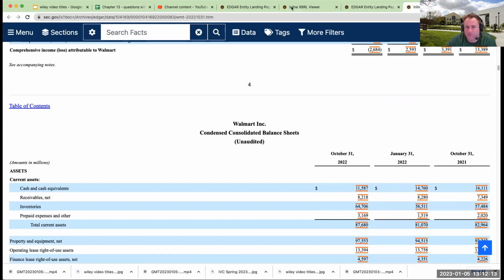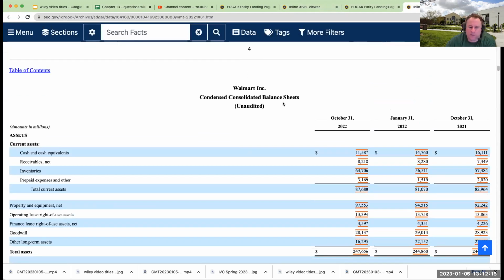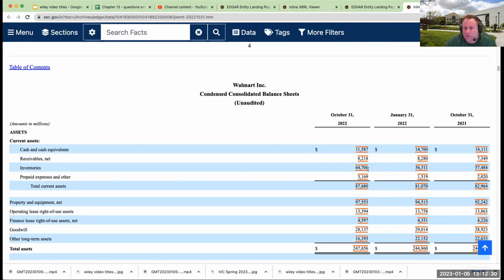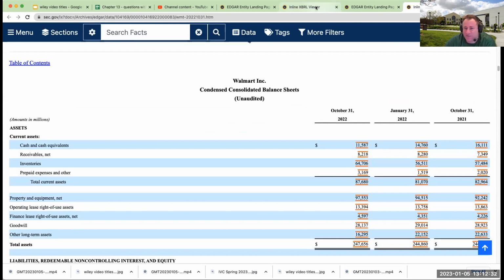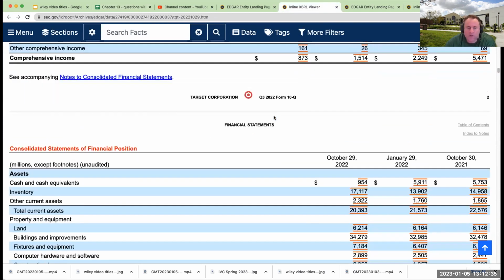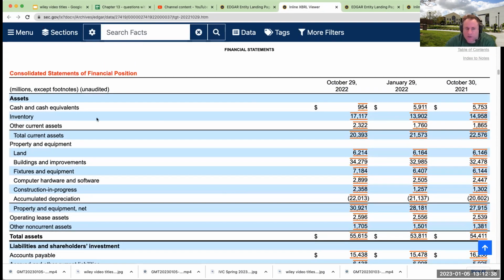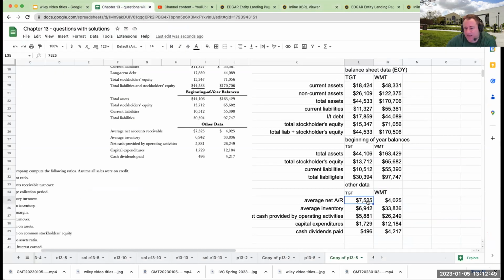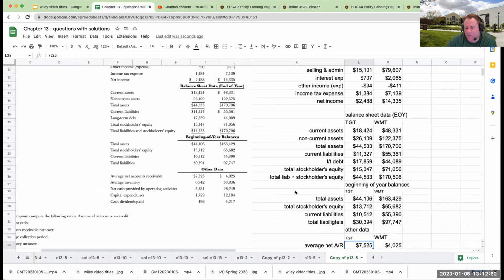They sell stuff. And when we look at the balance sheet of Walmart, what's their biggest thing? Well, they sell things, so their biggest thing is really going to be their inventory. Their inventory as of October 31st, 2022 is about 64.7 billion. Their AR is insignificant. And if I look at Target's assets, cash, inventory, other current assets, do we see any accounts receivable? Well, what they're showing is average net AR of 7.5 billion. I mean, it's no way.